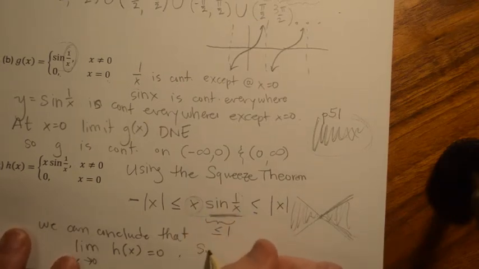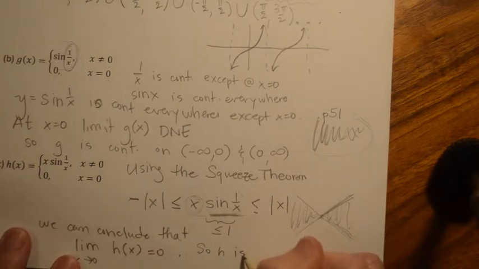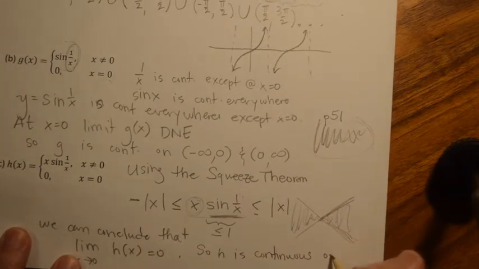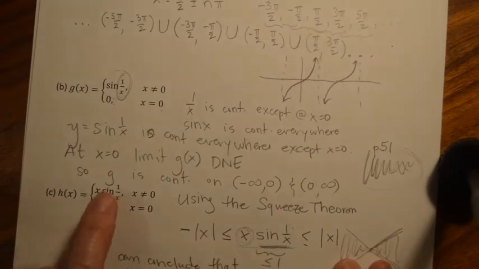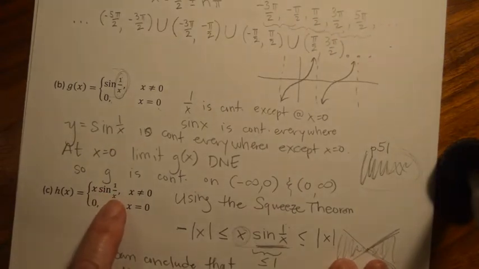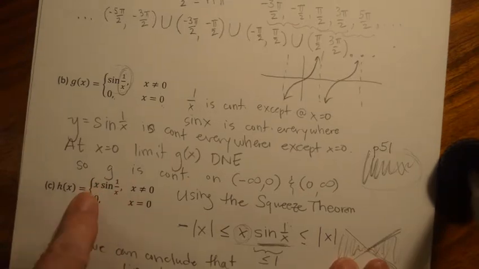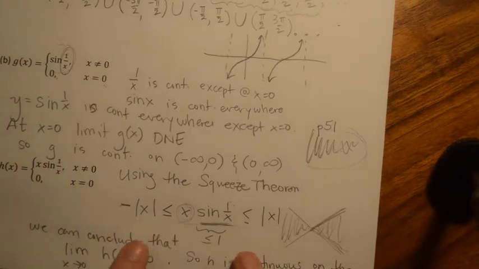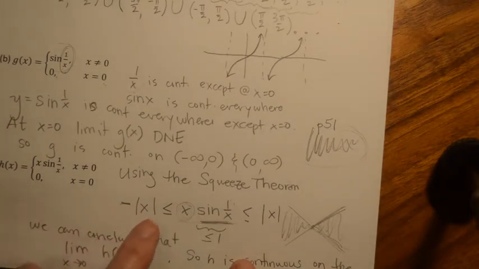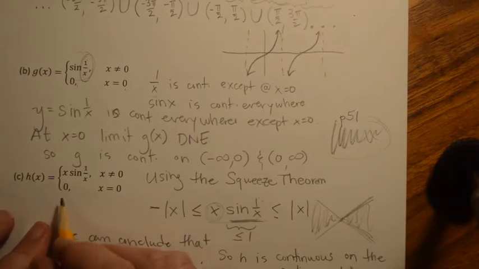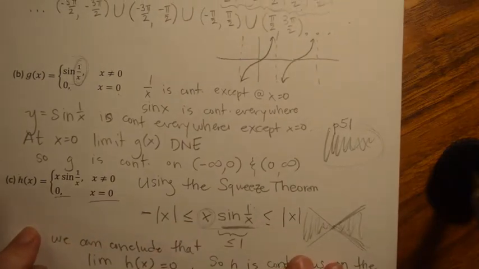All right? So h is continuous on the entire real line. Again, the only place we're concerned about is 0 because 1 over x is not continuous there. But if we take sine of that and then we multiply it by x, it actually is continuous there because the limit exists and it equals 0, and that's what we said that we thought it should be. Right?